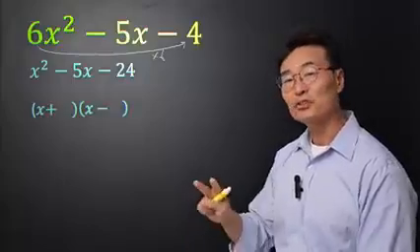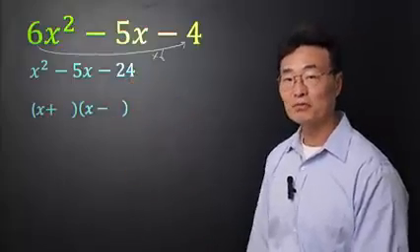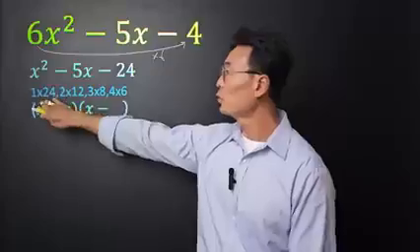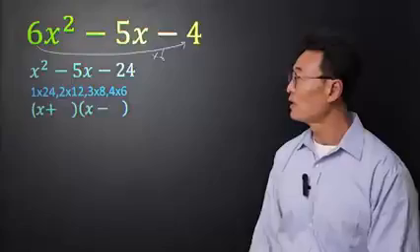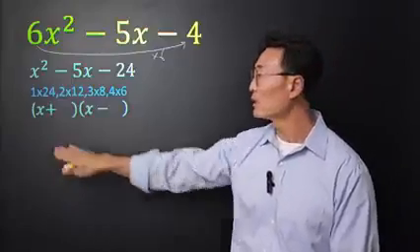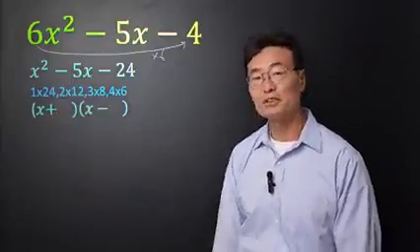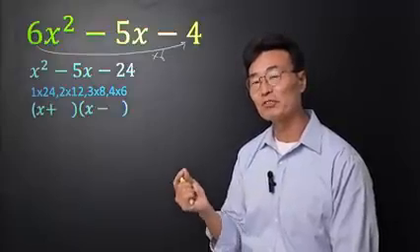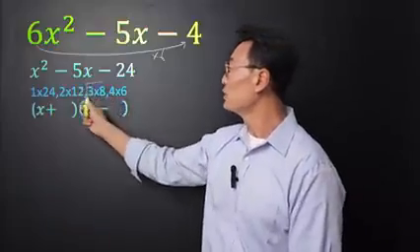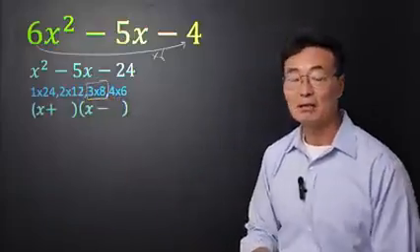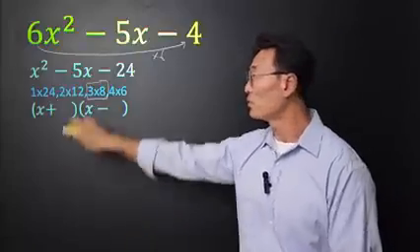Again, we need to find two numbers that multiply to 24 first, which are 1 and 24, 2 and 12, 3 and 8, 4 and 6. And this time, instead of adding, because the two signs are opposite of each other, we want to find two numbers where we subtract and get 5. And it's going to be 3 and 8, because 8 minus 3, of course, is 5.